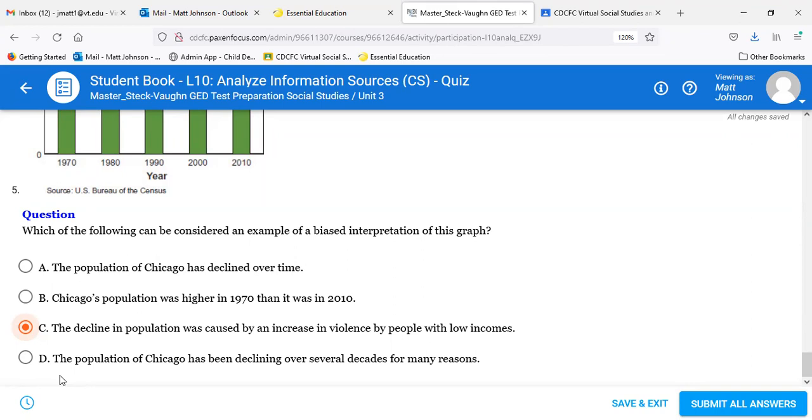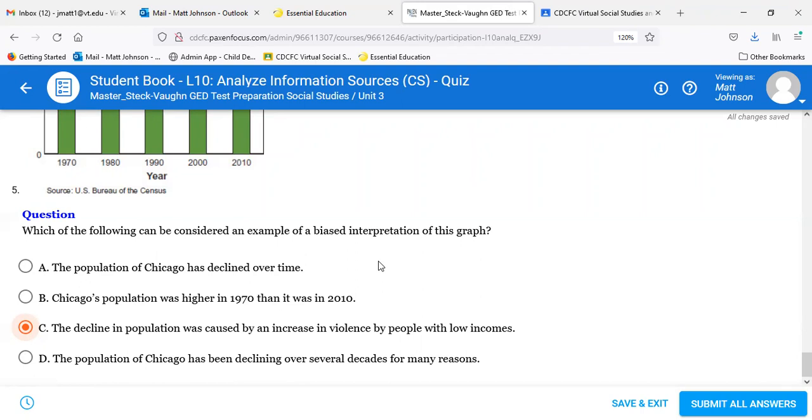And you can't just look at something and say, well, that's because of crime, right? That's what we're talking about here. This is all about evaluating what we're looking at. So C for number 5, right? Cannot determine that's the cause without a heck of a lot more information. So that's indicating a bias.